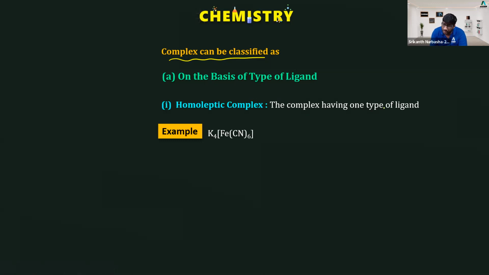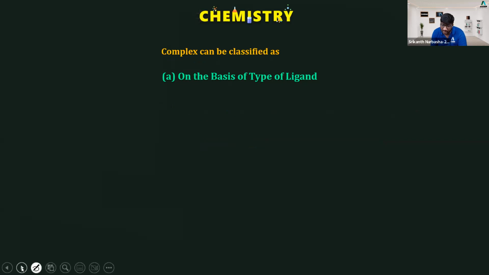Homoleptic means the complex having only one type of ligand. K4[Fe(CN)6]. What is the ligand here? CN minus. So whenever the complex has only one type of ligand, it is said to be homoleptic. Homo means same, one. Leptic, homoleptic, one type of ligand. Yes or no? The complex can be classified on the basis of type of ligand. Homoleptic complex means the complex having only one type of ligand. Example is K4[Fe(CN)6].